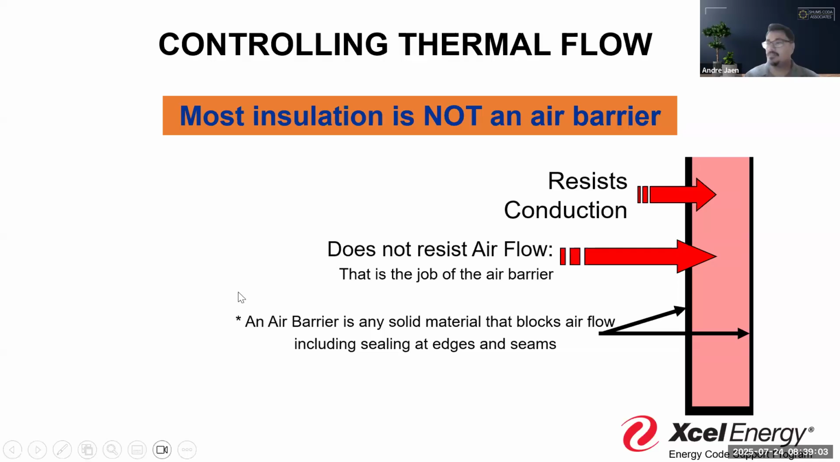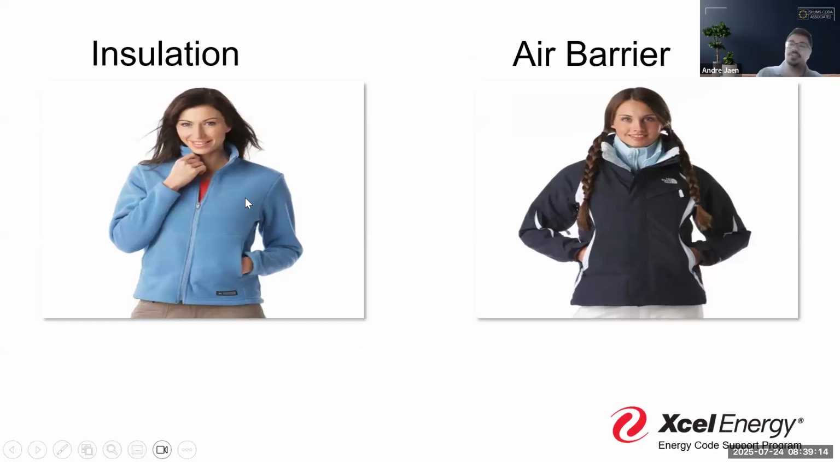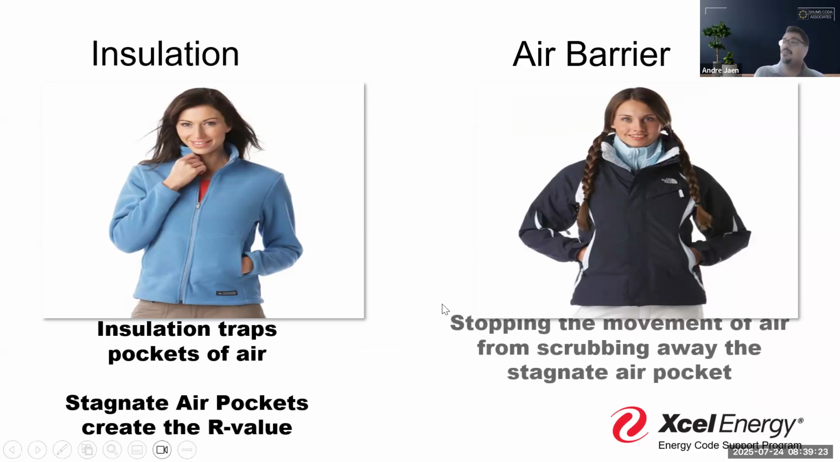So what's one of the biggest myths that we have? It's that insulation stops the movement of air. It does not. Insulation traps pockets of air, right? I love this example of the jacket, right? It creates those stagnant pockets of air that create R value. Meanwhile, an air barrier stops the scrubbing.